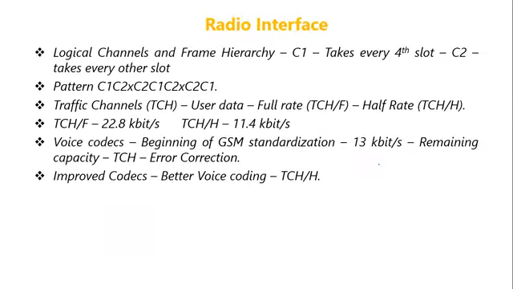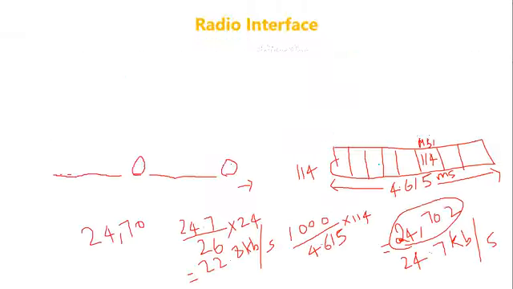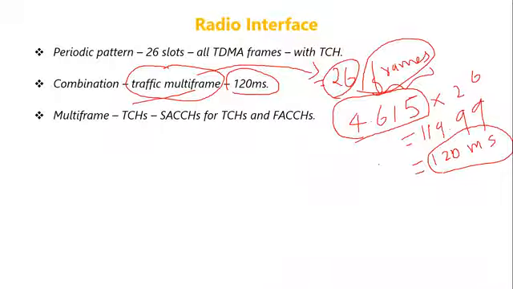Now let us continue. We have to keep moving back to this diagram. So this is how the multi-frame is formed: 26 frames put together form a multi-frame, and each frame is 4.615 milliseconds, so the multi-frame duration is 120 milliseconds.